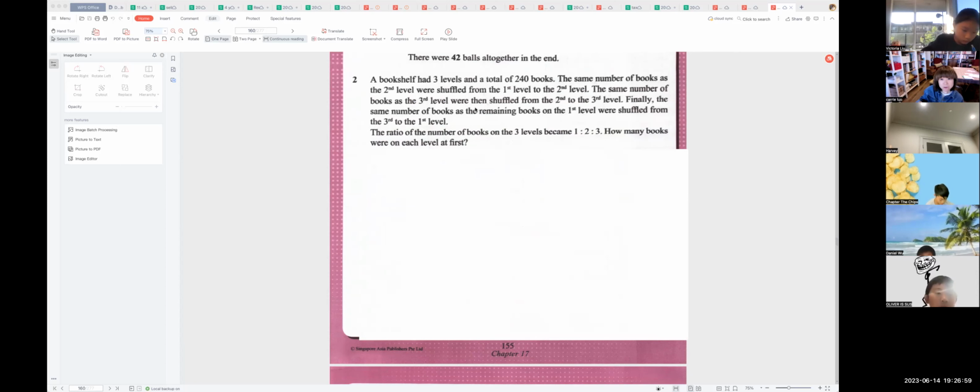A bookshelf had 3 levels and a total of 240 books. The same number of books as the second level were shuffled from the first level to the second. The same number of books as the third level were then shuffled from the second to the third. Finally, the same number of books as the remainder on the first level were shuffled from the third to the first. The ratio of the number of books on the three levels became 1 to 3. How many books were there in each level at the very beginning?